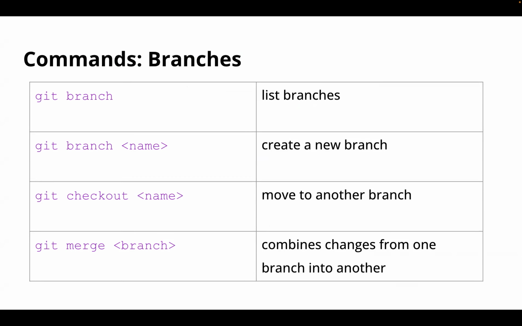So by default, you start on the main branch, right? Let's say you create another branch. Let's just call it feature one. If you want to start working in feature one, you're going to say git checkout feature one. Now you're working in feature one. So that's how you actually start working in a different branch.